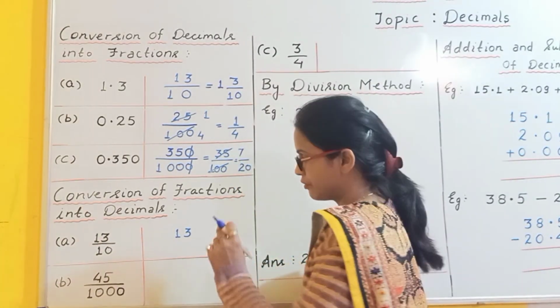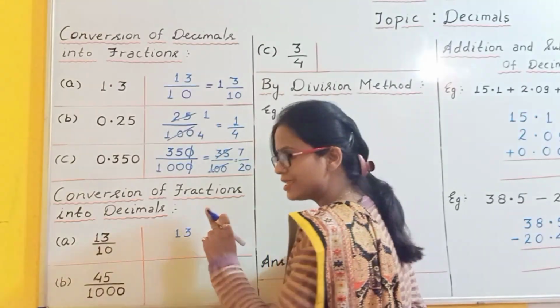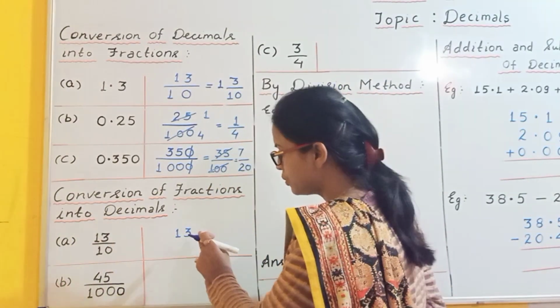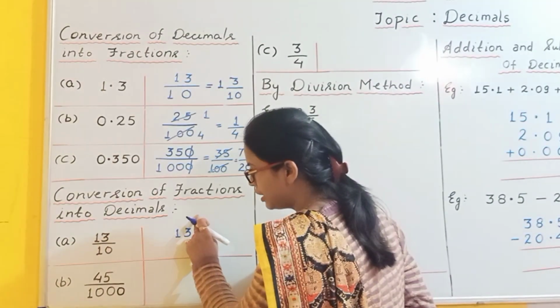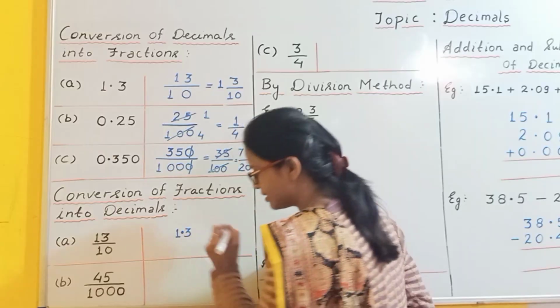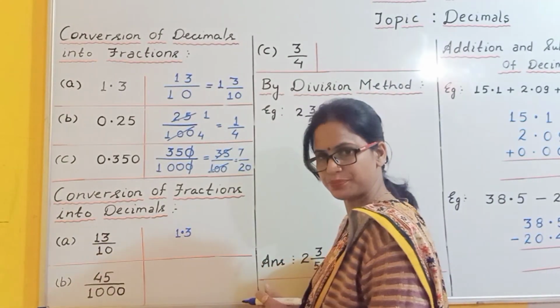So children, we have to put the decimal from the right hand side. We have to count 1 digit as there is only 1 zero. So from the right hand side we'll count 1 digit and we'll reach here. So we'll put the decimal here. So the required decimal is 1.3.